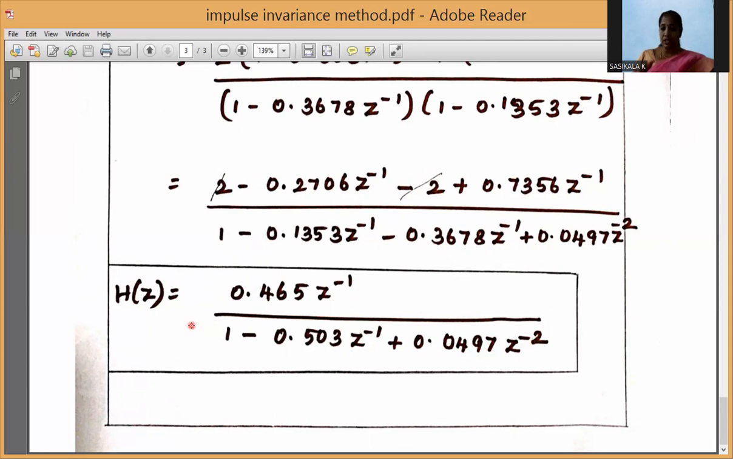So the digital transfer function H(z) is equal to 0.465 z inverse divided by 1 minus 0.503 z power minus 1 plus 0.0497 z power minus 2.